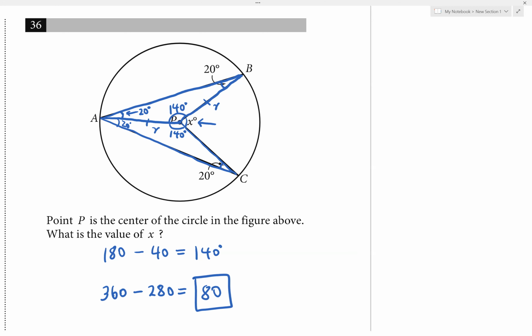So for this one, the tricky part is that we had to be able to see we can split up the shape into two triangles, and each triangle is actually an isosceles triangle, and we can use that to solve this.